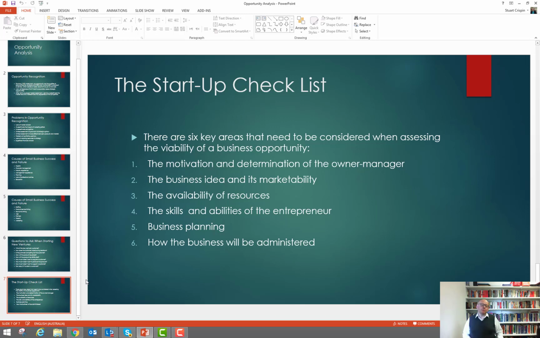We need to think about the type of planning process we've been through. And do we have the right sorts of plans in place to ensure business success? And we need to think very carefully about how the business will be administered and managed. So as I said, in the chapter, Mazerol walks you through those 6 areas, those 6 things in the checklist that you need to consider. And I'd encourage all of you to have a look at those before you go on and think about how you would assess an opportunity effectively.